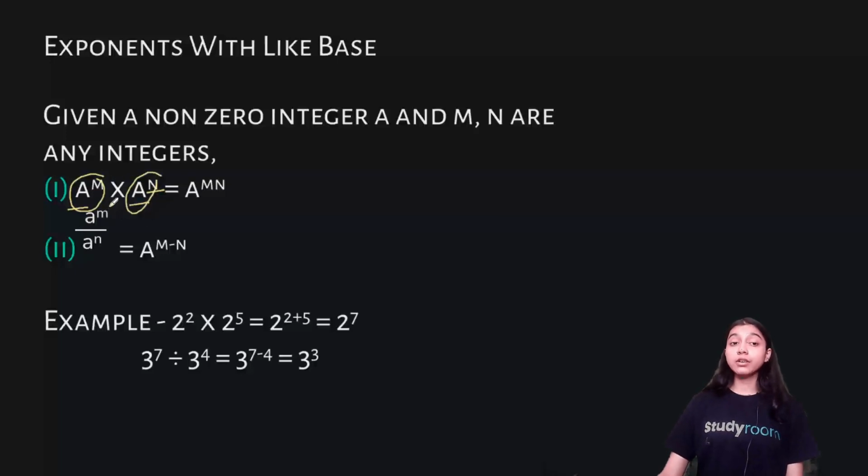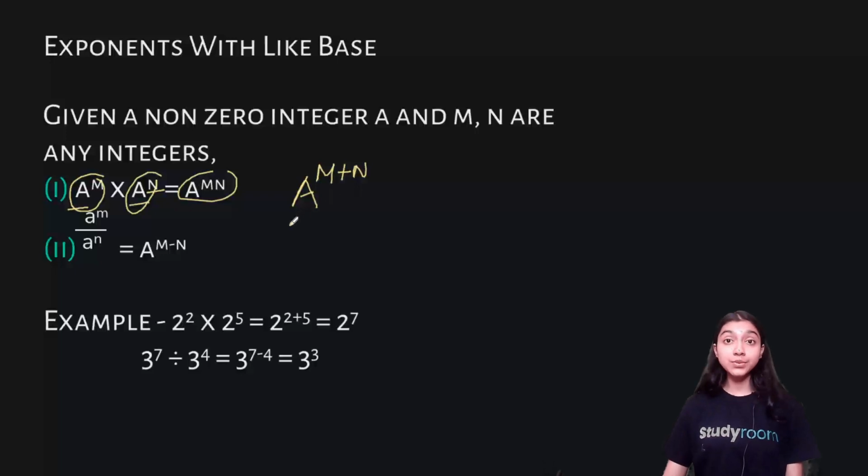Now over here they are multiplied with each other. So when a to the power m is multiplied with a to the power n, we will get a to the power of m plus n. Over here there is a mistake. It will not be mn, it will be a to the power of m plus n. So the concept is when bases are same, their powers will be added.